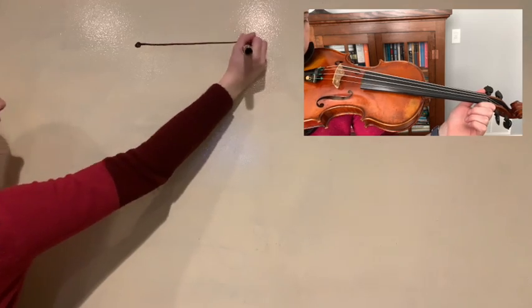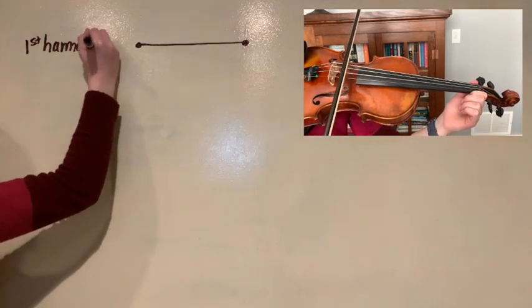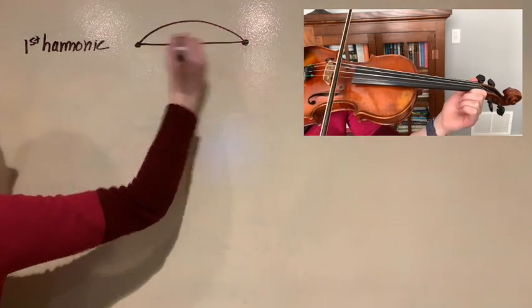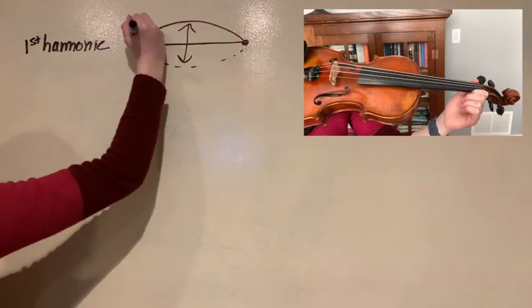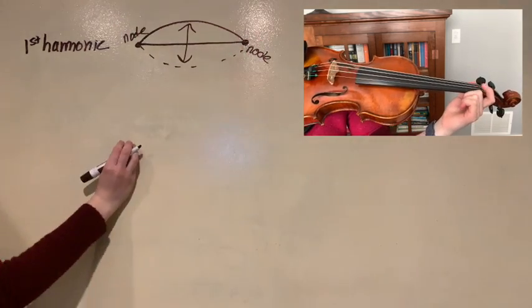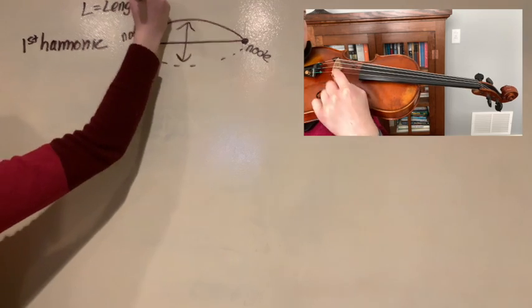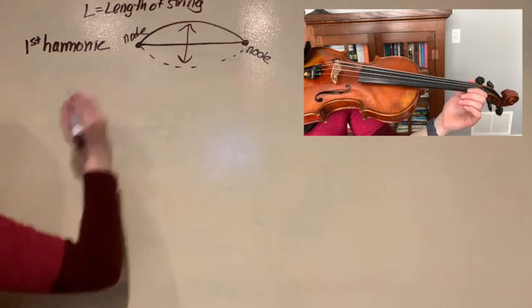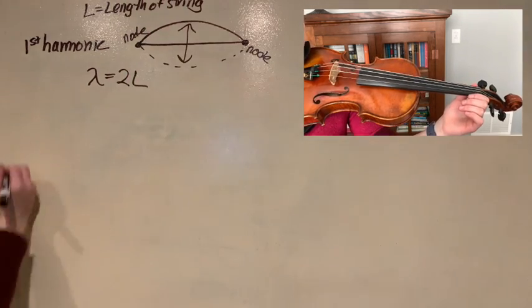The first standing wave is formed by simply playing the open string. This is called the first harmonic, or the fundamental. At the end point, the wave has 2 nodes, which are places in the wave that appear to have no motion. And the wavelength is 2 times the length of the string.